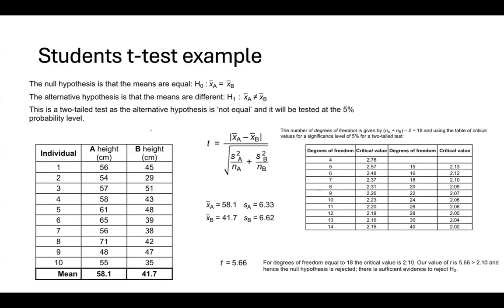Because our value of t is greater than 2.1, there's significant evidence to reject the null hypothesis, and we take the alternative hypothesis. So for students' t-test, if the value we get is bigger than the critical value, we reject the null hypothesis.